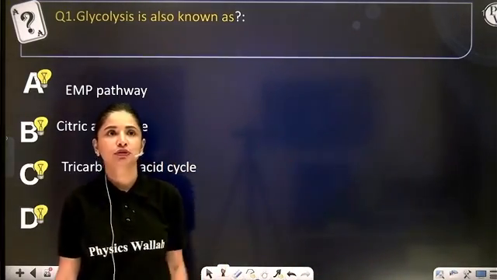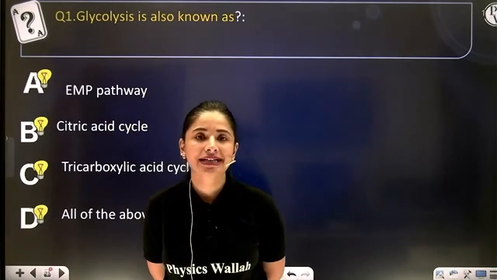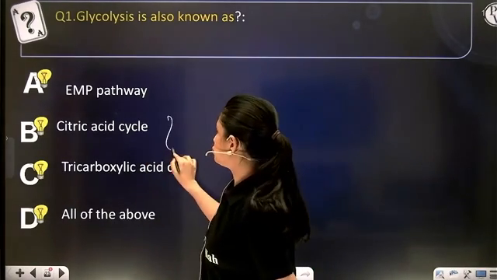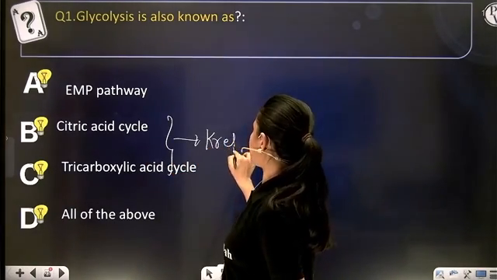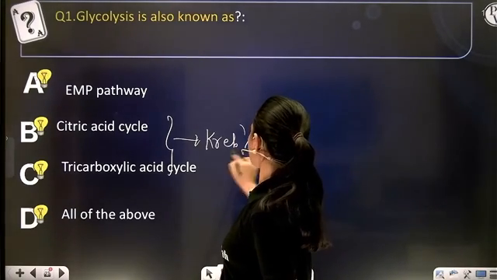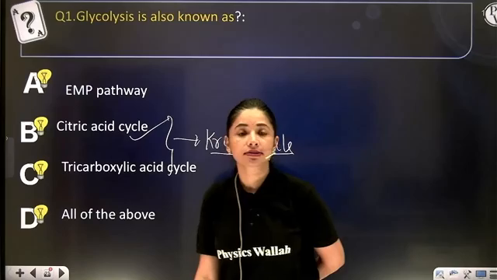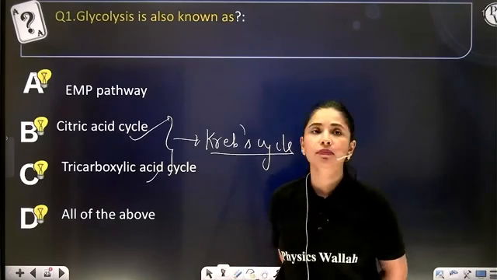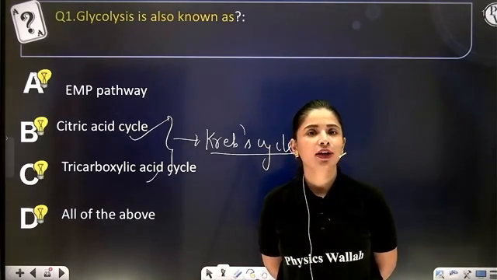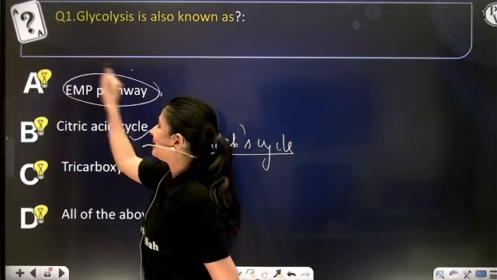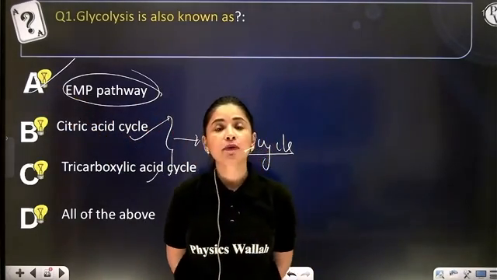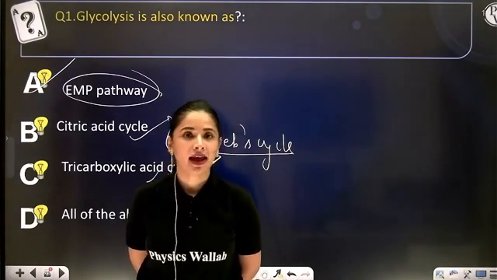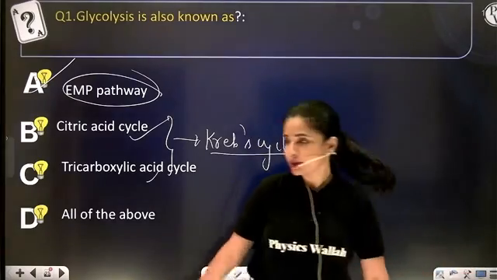Next question. Glycolysis is also known as EMP, citric, tricarboxylic, all of the above. So, bachcho, these two are the name of Krebs cycle. Why? Because in Krebs cycle, the first stable product is citric acid, and during Krebs cycle, there are 4 intermediates which are tricarboxylic in nature. However, glycolysis is also known as EMP pathway after the name of the scientists who discovered it, Embden Meyerhof Parnas, EMP. Hope you have understood everything.